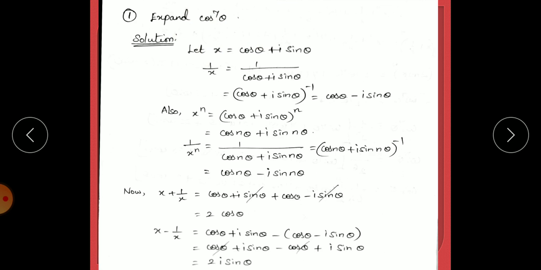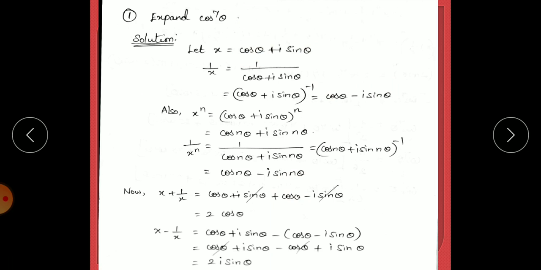So let us take x equal to cos theta plus i sin theta, as we have seen in the introduction part. So 1 by x is 1 by that term, that is, the minus will come: cos theta minus i sin theta. Then x^n means this term to the power n, so cos n theta plus i sin n theta, and 1 by x^n means the minus will come. Now x plus 1 by x, we are adding the x term as well as the 1 by x term.